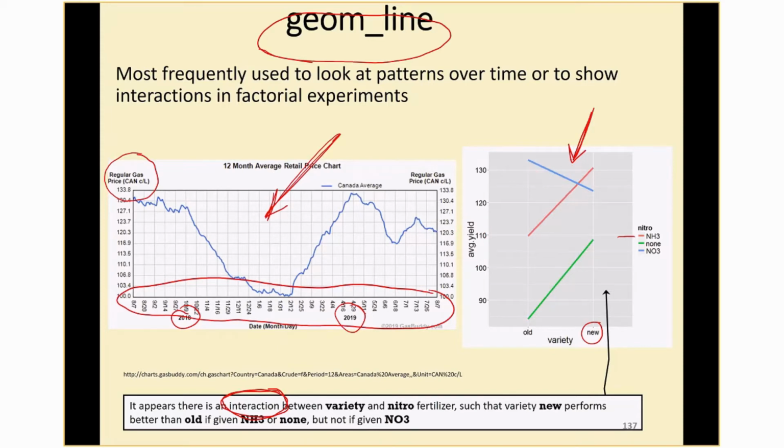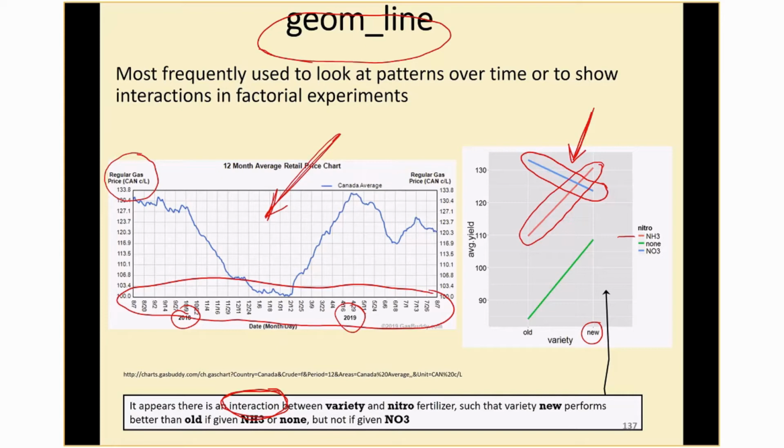Well, it's important, for example, because with NH3, new is better than old. For NO3, old does better than new. And that means that one can't really meaningfully answer the question, in general, which one of those two varieties is better. Because which variety is better depends entirely upon the nitrogen fertilizer that's given to them.